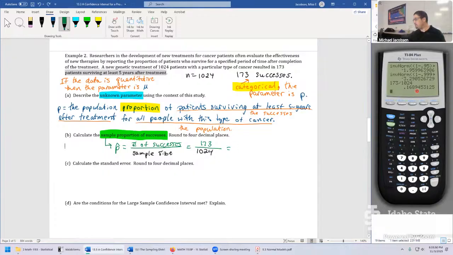I said that weird. I guess I was thinking of that as a percentage. As a proportion, it's 0.1689. Definitely write it down in that format. We don't want it as a percentage. It'll mess up the next formulas.